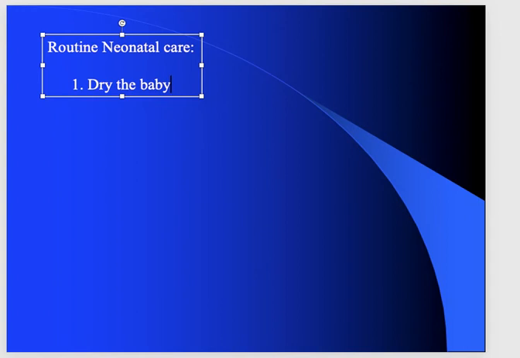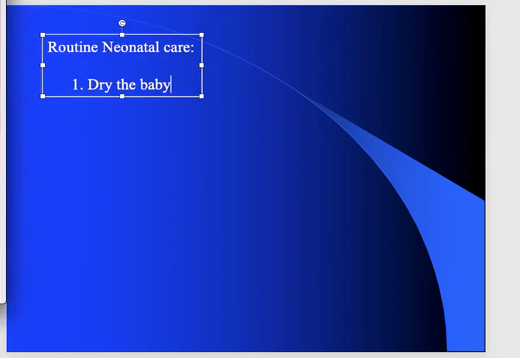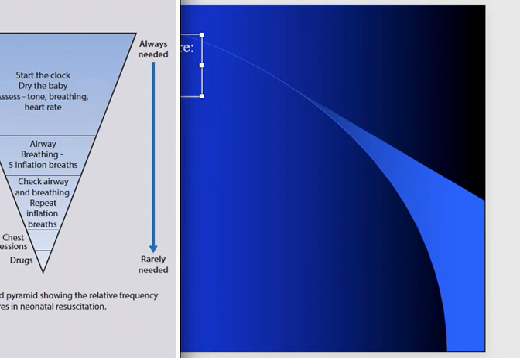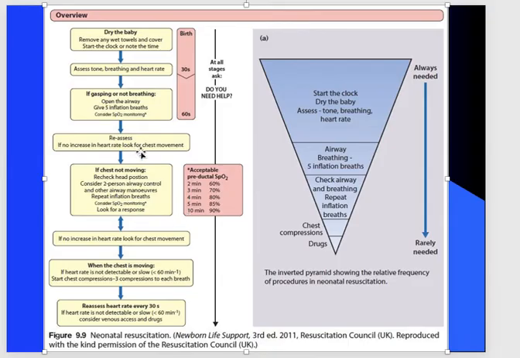So simply what they do is they dry up the baby, okay? And I can show you one thing here. Yes, wait, I will put the same photograph over here. So see, this is a very nice photograph. Dry the baby, remove any wet towels and cover, start the clock or note the time.